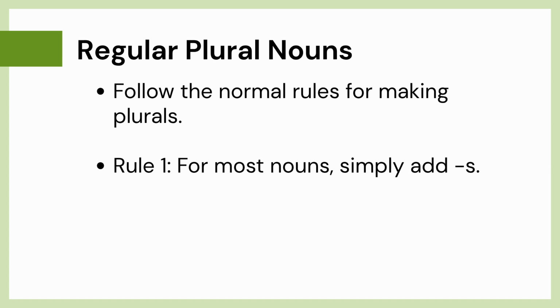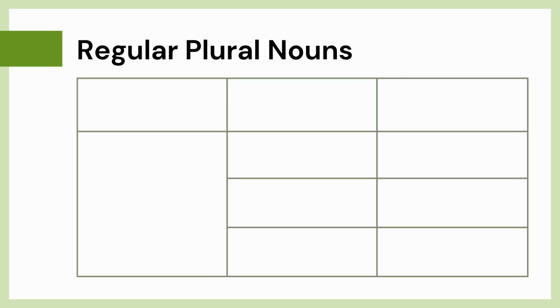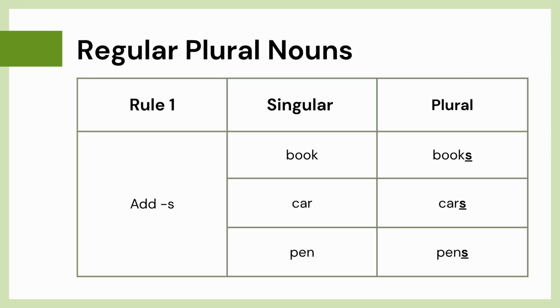We're going to look at some simple rules that can help us understand how to make these nouns plural. The first rule is, for most nouns, we simply add s at the end. For example, book will be books. Car will turn to cars. Pen will become pens.